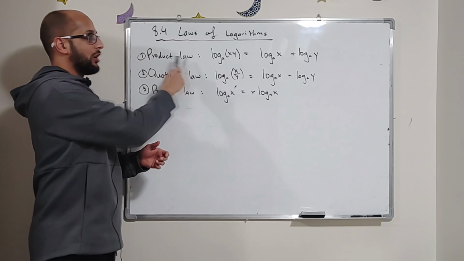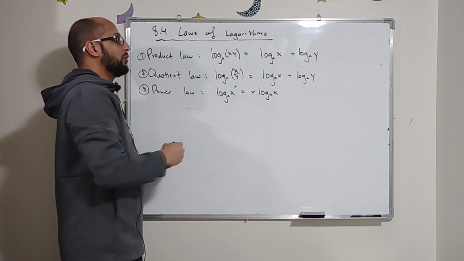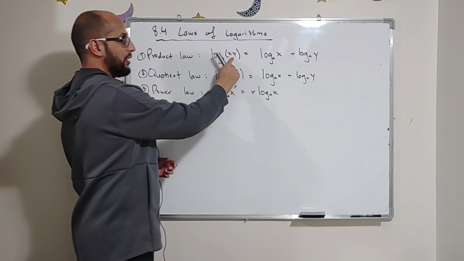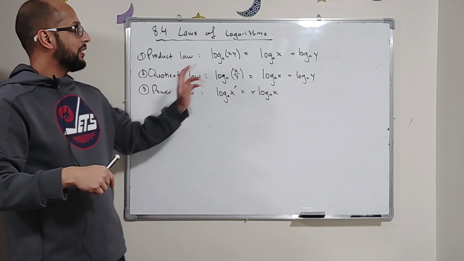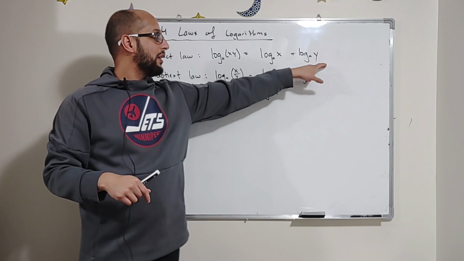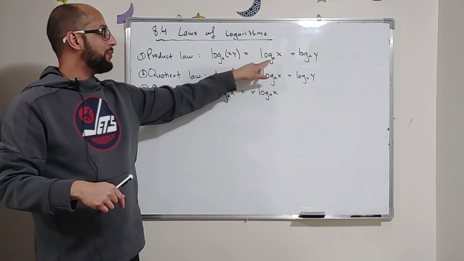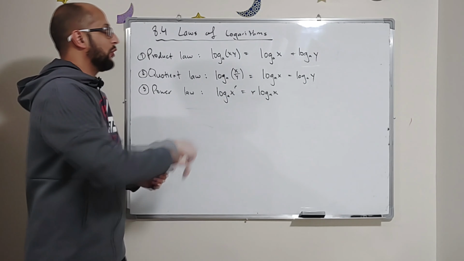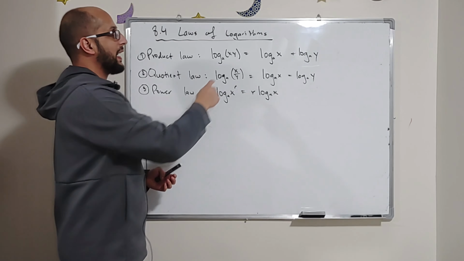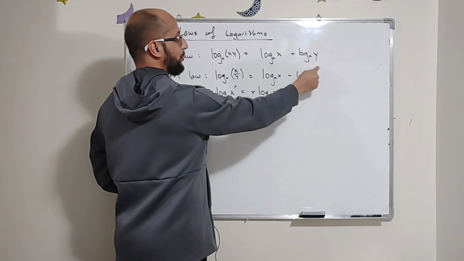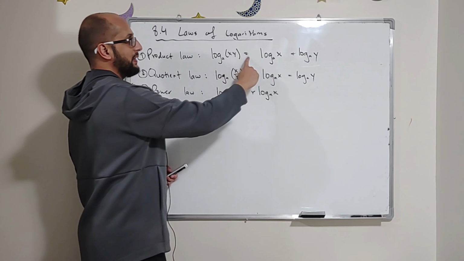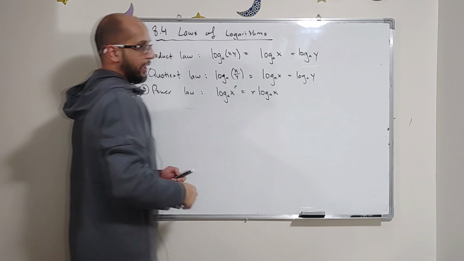The first one is the product law. In the product law, the log of xy, or x times y, if there's a multiplication in the argument, that's the same thing as log of x plus log of y, assuming all three of them have the same base a. So when there's an argument that consists of multiplication, that can be broken down into the sum of the separated argument values. So log of xy is equal to log of x plus log of y.